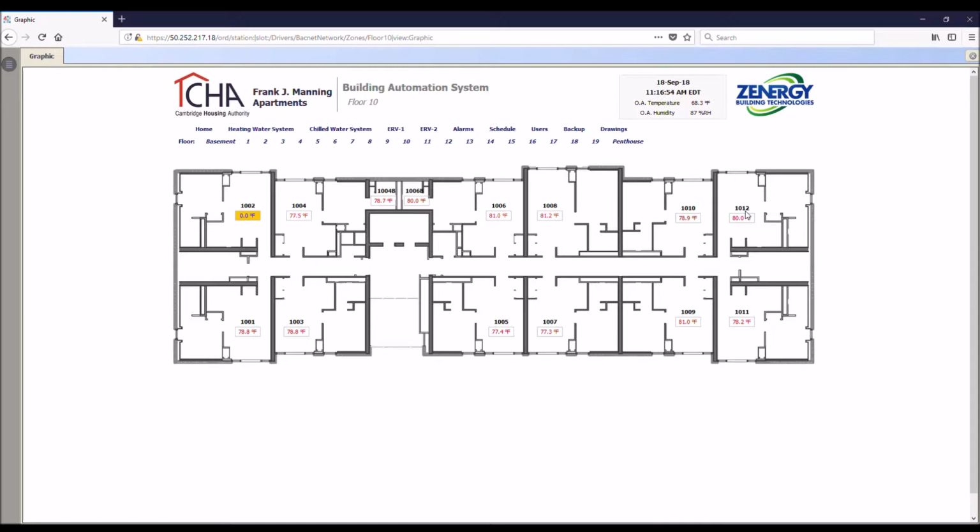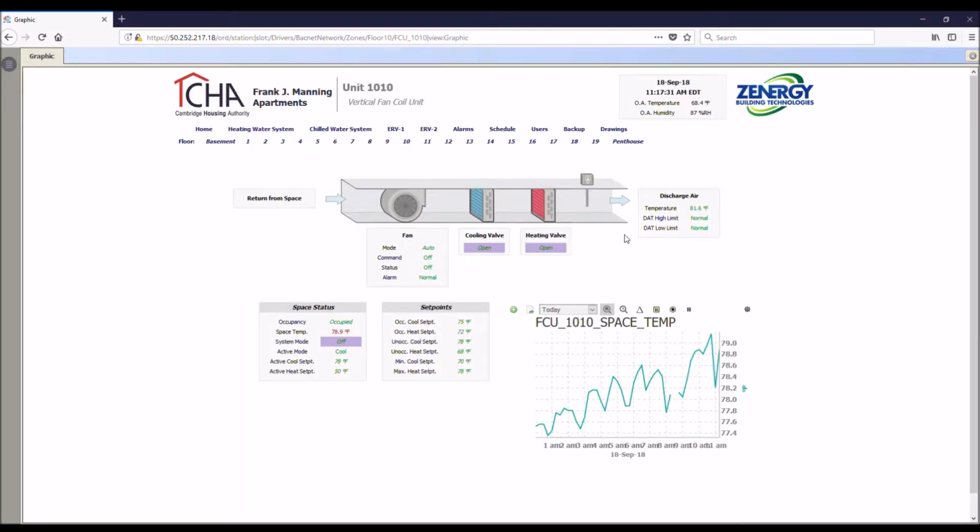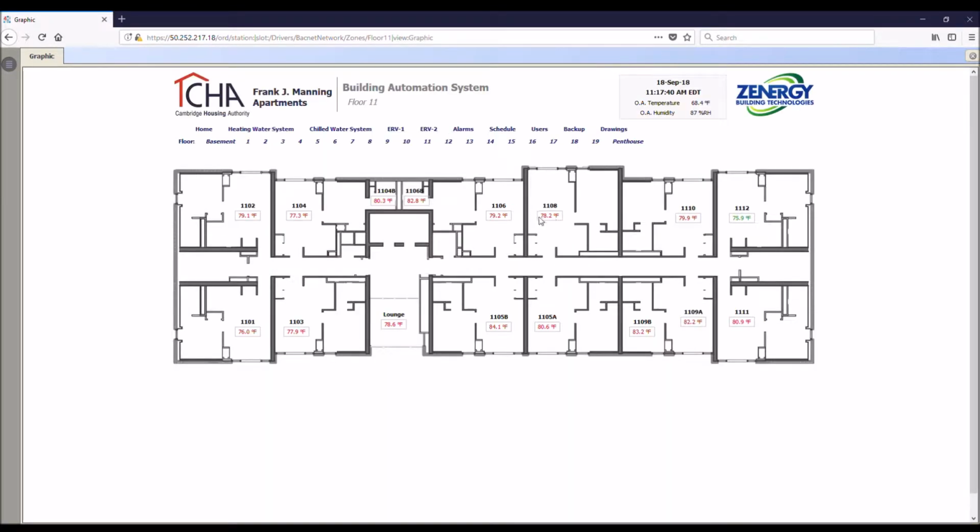So most of these are coming from the AppStat thermostat, which is KMC, the vendor of all these controls. Their line of communicating thermostats is called an AppStat, A-P-P-S-T-A-T. So that is what's monitoring the space temperature and controlling the local fan coil unit. Each of these buttons is a link to the graphic for that local unit. So most of these buttons are linked to the fan coil unit.